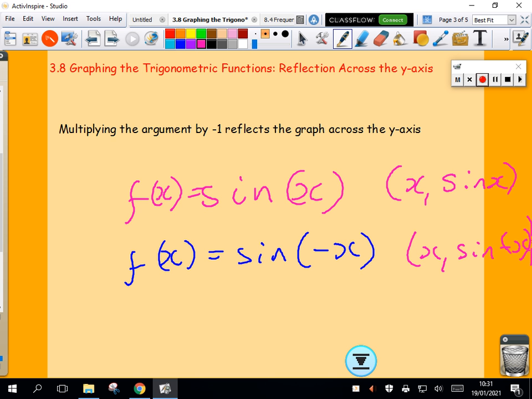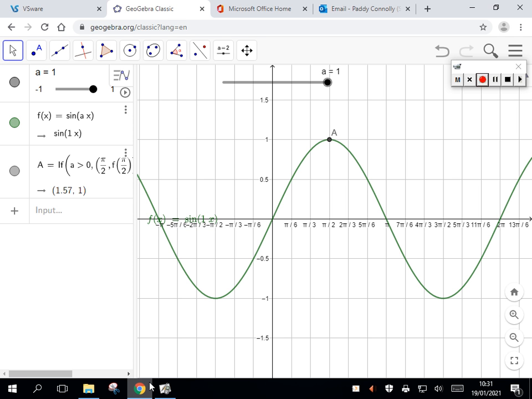Okay, so let's look at that with a GeoGebra file. I've got one set up here. I've set up a slider with just two settings on it, 1 and -1. There's my graph of my trigonometric function. It's the sine function. You can see it's sine of 1x, or just sine of x.